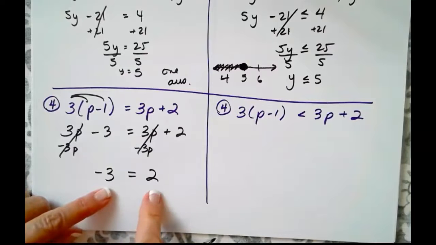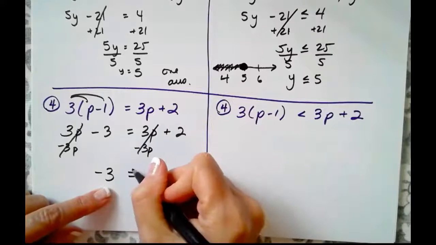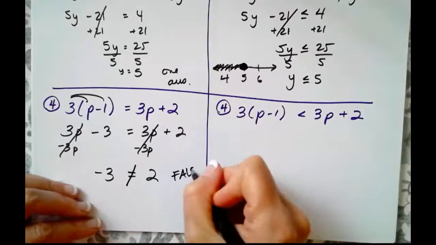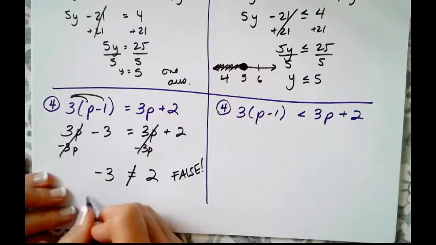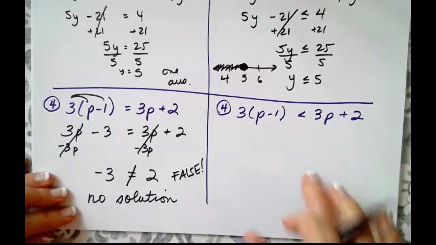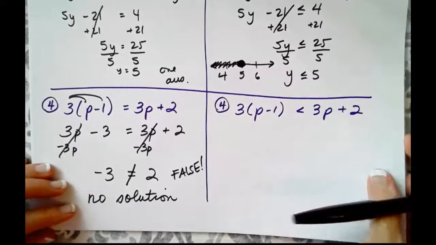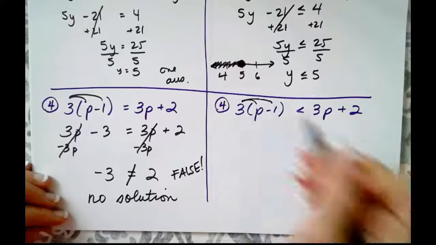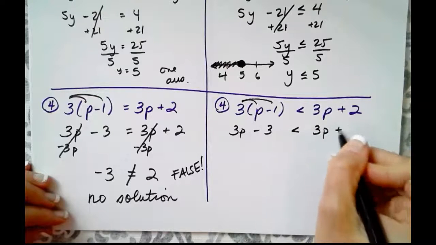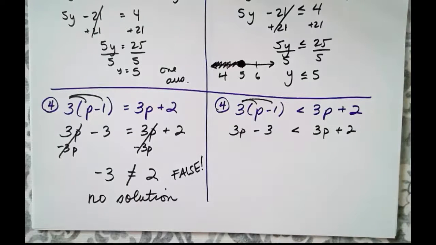Is negative 3 equal to 2? No. This is not an equation. This is an inequation where we need to use the not equal to. So if we get a situation that is false all the time, we know that there is no solution. Well, how does this play out when we have an inequality? We're still going to use the distributive property. But now, remember, we're always asking what is going to make this a true statement.